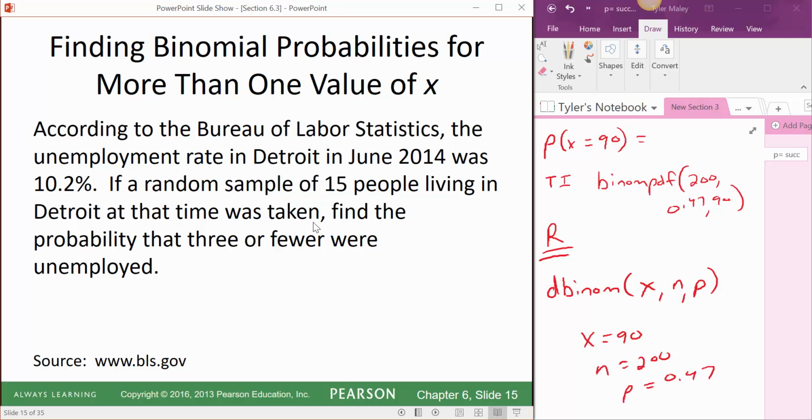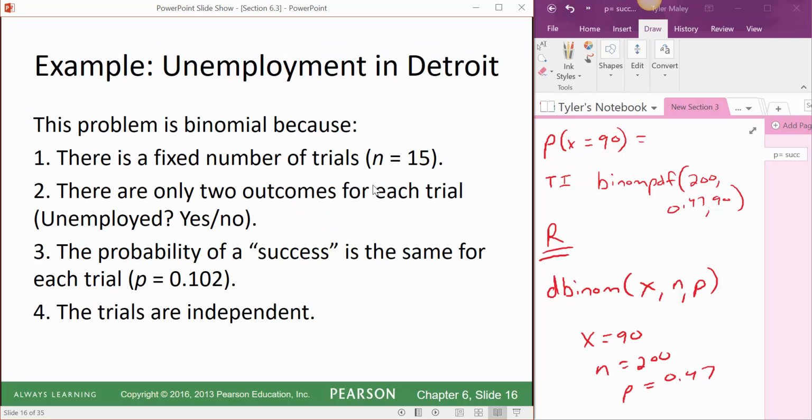So we looked at finding just one value of x, but what if we want to find the probability for more than one value of x? So here's the example. According to the Bureau of Labor Statistics, the unemployment rate in Detroit in June 2014 was 10.2%. If a random sample of 15 people living in Detroit at the same time was taken, find the probability that 3 or fewer were unemployed.